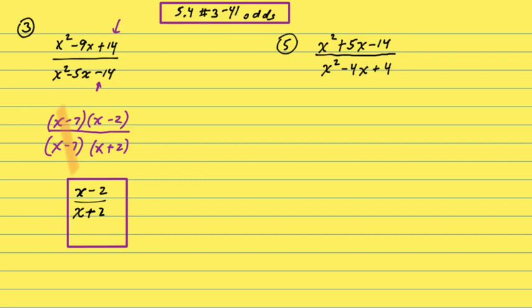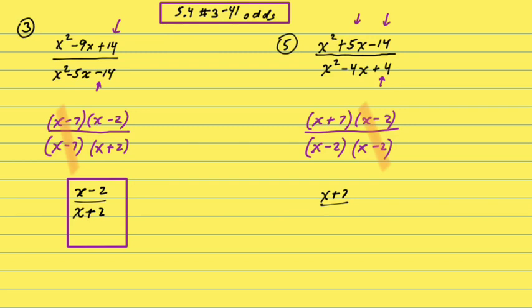Now, again, I think you're noticing that the key is being able to factor these. Factors of negative 14 that add to 5. Well, that would be x plus 7 and x minus 2. They multiply to negative 14 and add to 5. What multiplies to 4 but adds to negative 4? Well, that would be negative 2 and negative 2. I think these could divide out, giving me an answer of x plus 7 divided by x minus 2.